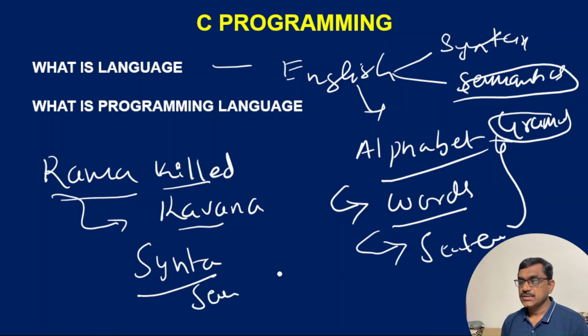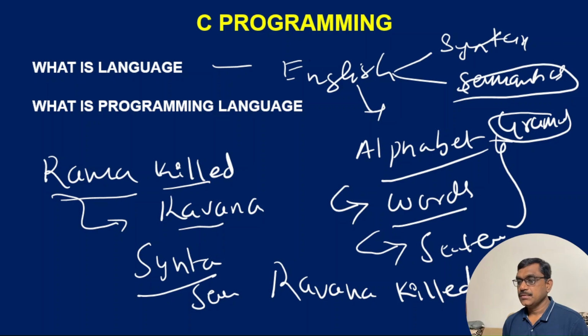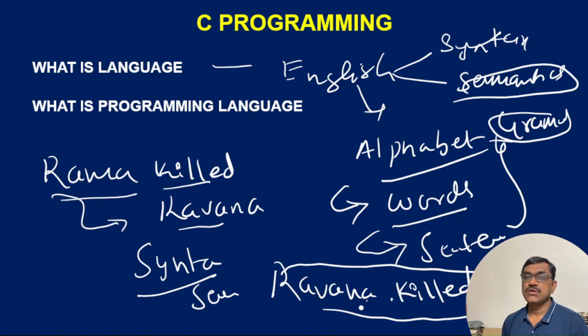But when you write the statement in reverse, like Ravana killed Rama, grammatically this statement is correct. But as per Ramayana, this is a wrong statement. It doesn't have any kind of meaning, which means the semantics is wrong. So this is the main difference between syntax and semantics. Like this, a programming language also has its own syntax and semantics.